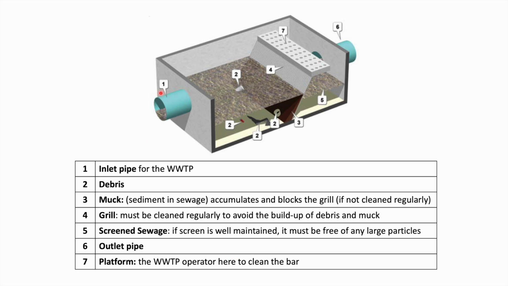The wastewater will enter from the inlet pipe. As you can see, the water is full of debris and big particles. These particles will be trapped and stay within this area, and they will form what we call muck that might accumulate and block the grill if it is not cleaned regularly. The screened sewage will then pass through the outlet pipe and leave to the other treatment process. Always consider a platform at the top of the screen where the WWTP operator will stand to be able to clean this screen.